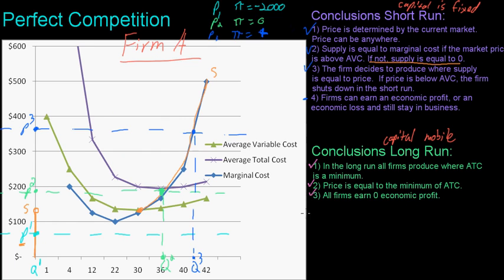So in the long run, every single firm is going to produce this much. The price is going to be P2, and the economic profit that every single firm earns is going to be 0, because that will be where price is exactly equal to the minimum of average total cost. So I hope that was clear.